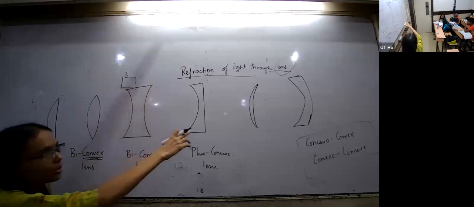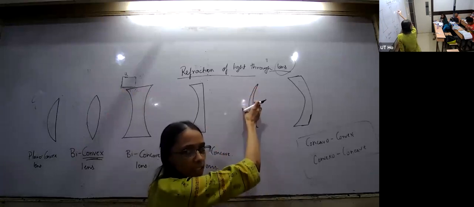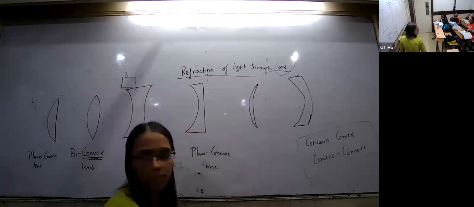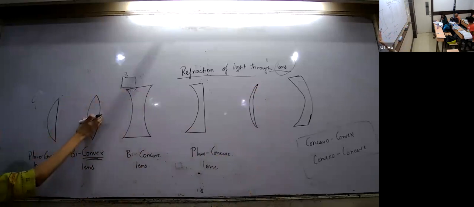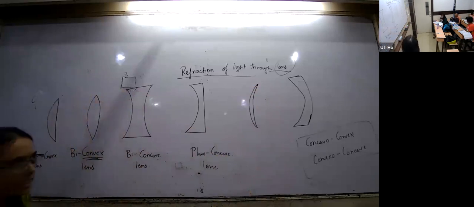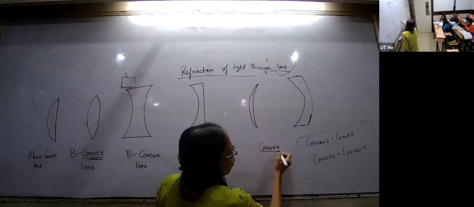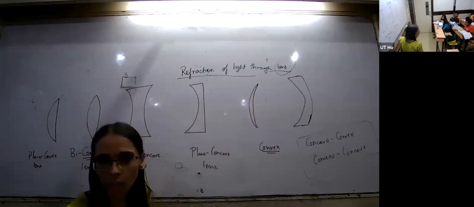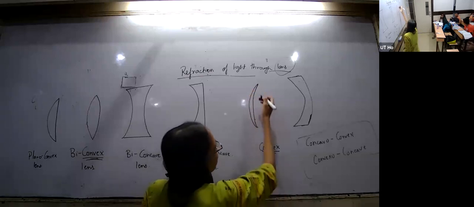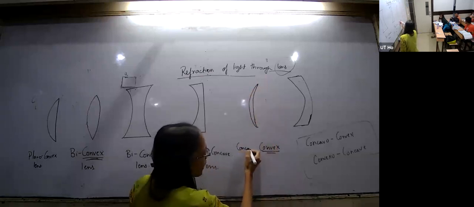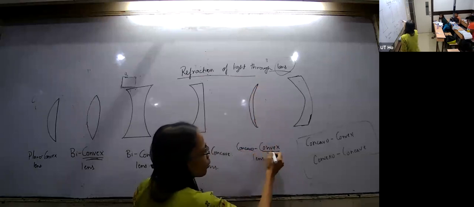Now look at these two things. This particular shape represents the feature where it is thicker at the center and tapering towards the ends. So it is very much closer to the convex feature, thicker at the center but tapering towards the end. So the major feature is convex, but it also has a cave surface. So we write it concavo convex lens. This is how you remember. It is concavo convex lens.